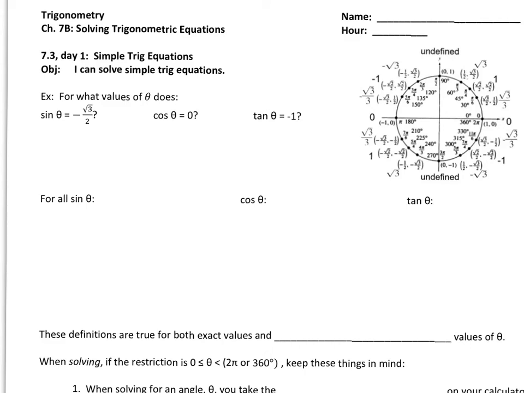Chapter 7b, Solving Trigonometric Equations. We're going to take information from our unit circle and use our calculator. So you're definitely going to want a calculator for your notes today. If you don't have one, go ahead and put your computer on pause and grab one.